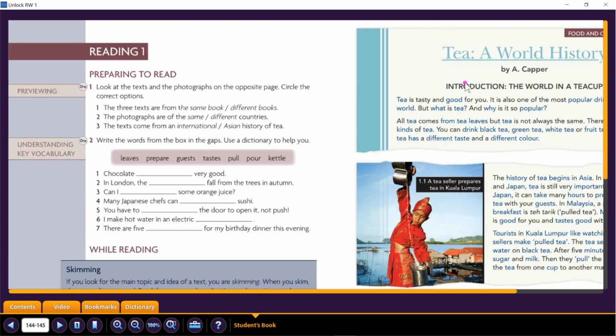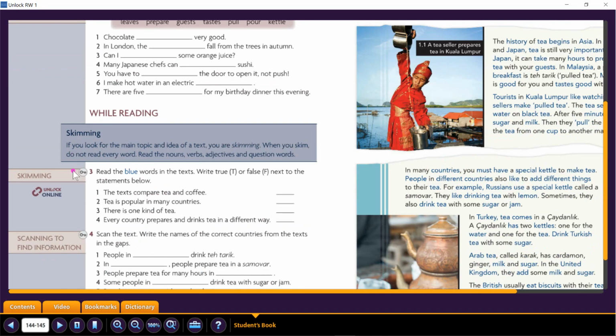Here, ladies, while reading these 3 texts, you are requested to do the skimming skill. And of course, here is a short definition of what we mean by skimming. If you look for the main topic and idea of the text, only the main, not details, you are skimming.